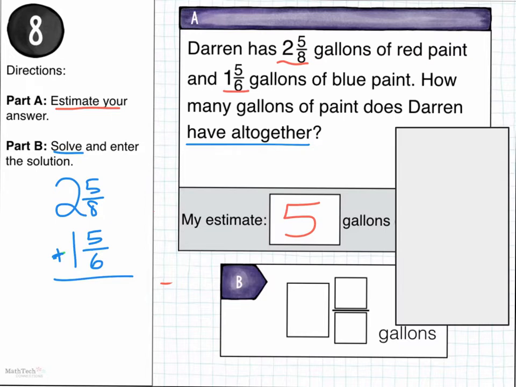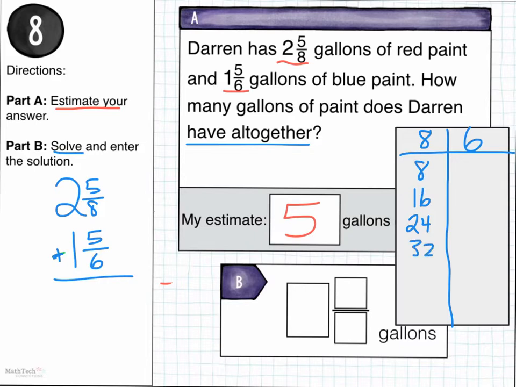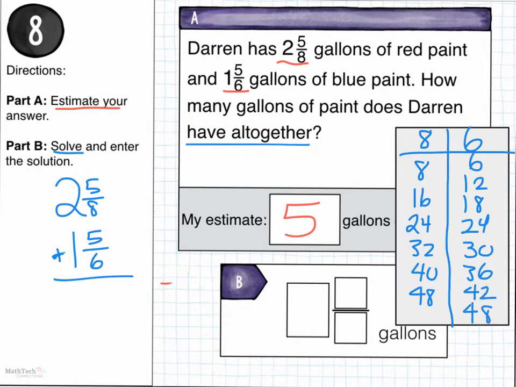So I'm going to think about everything I know about 8 and 6. And I'm going to just skip count by both 8 and 6, find their multiples, and see if I can find that common denominator. So I'll start with eighths. 8, 16, 24, 32, 40, 48. Now I'll try listing sixths. 6, 12, 18, 24, 30, 36, 42, 48. So as you can see here, 24 is a multiple that's on both lists, and so is 48. Both of these numbers will work, but I'd rather be working with a smaller, simpler number like 24.